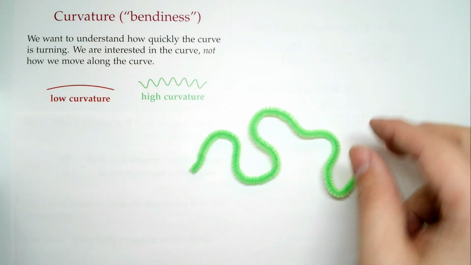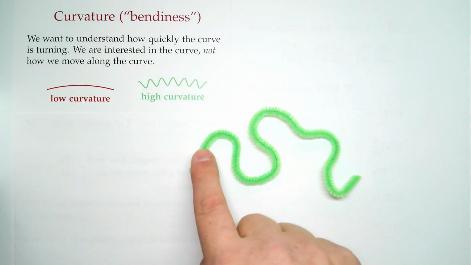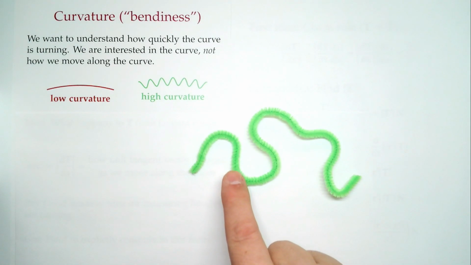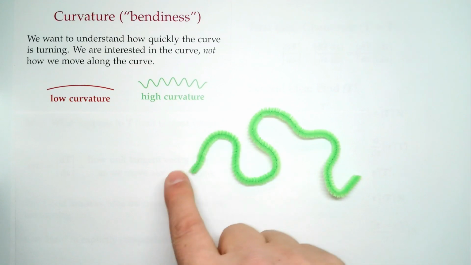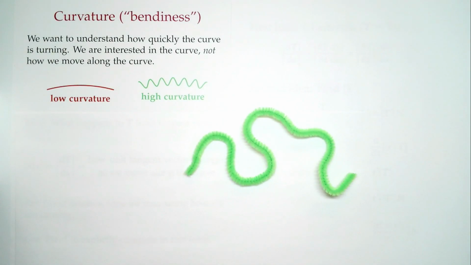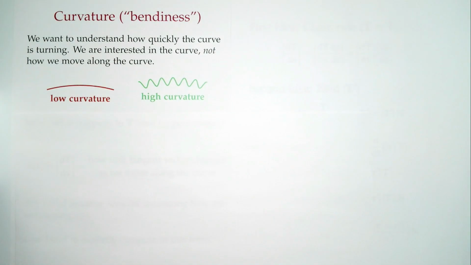If I have a curve, I could travel along this curve very, very slowly. And on the other hand, I could also travel very quickly. Again, I don't care about that information. I just care about the curve. Well, how to understand this? The way we're going to think about this is to say, what's happening to the unit tangent vector?